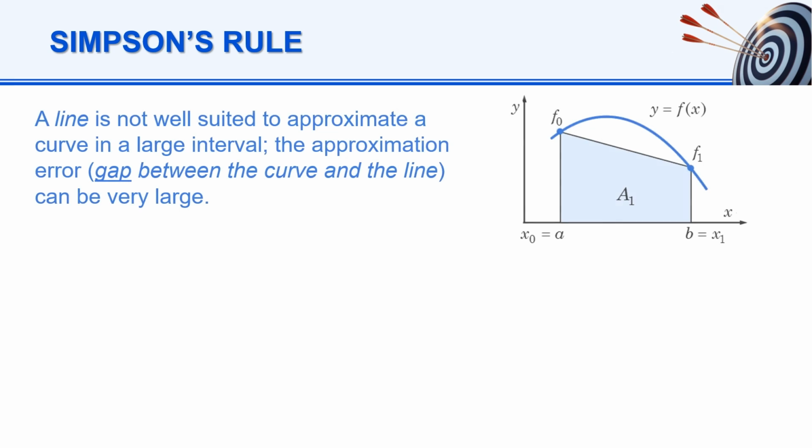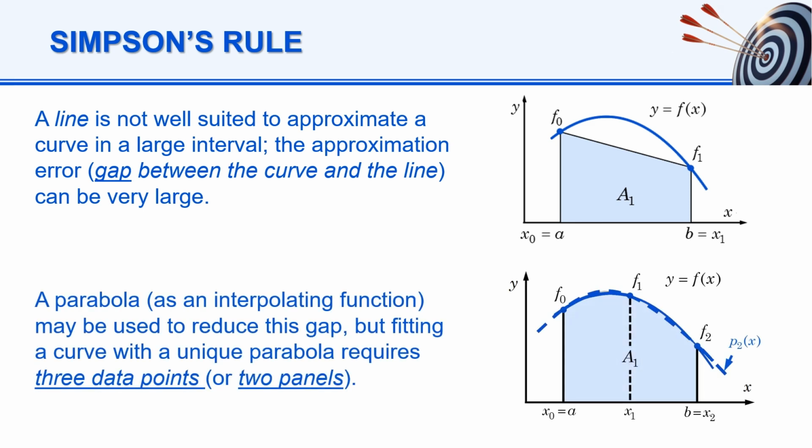A line is not well suited to approximate a curve in a large interval. The approximation error, the gap between the curve and the line, can be very large. However, a parabola, as an interpolating function, may be used to reduce this gap, but fitting a curve with a unique parabola requires 3 data points, or 2 panels.